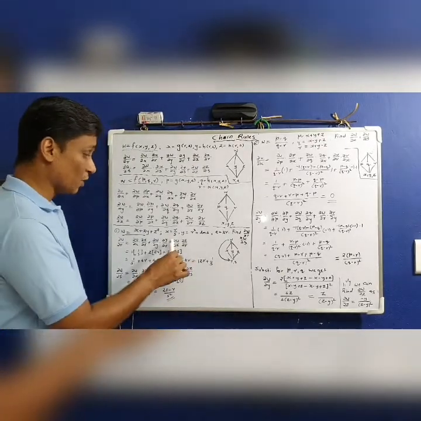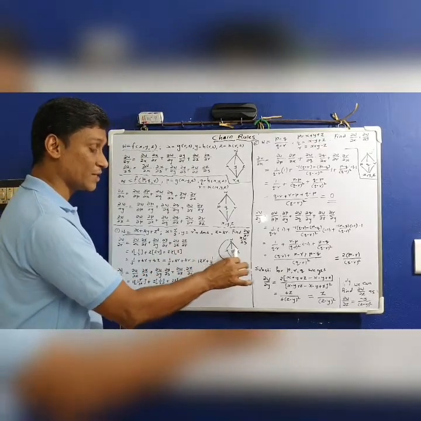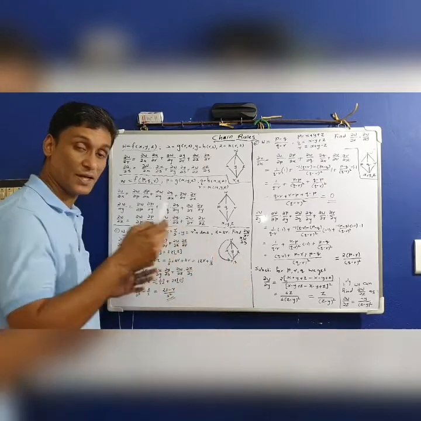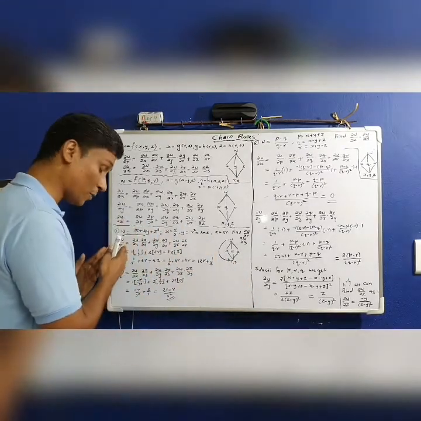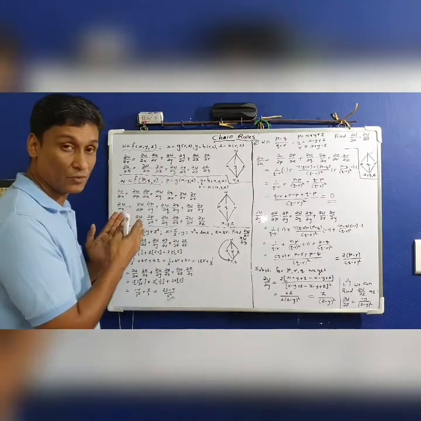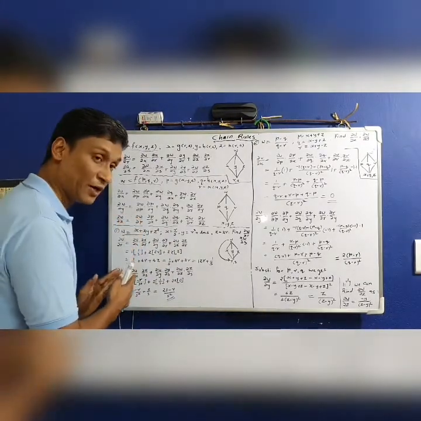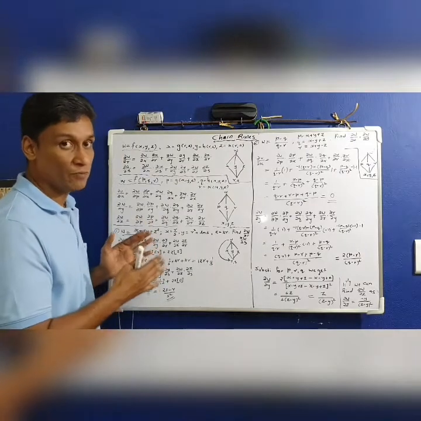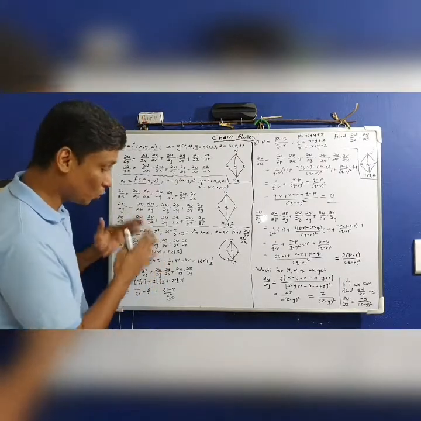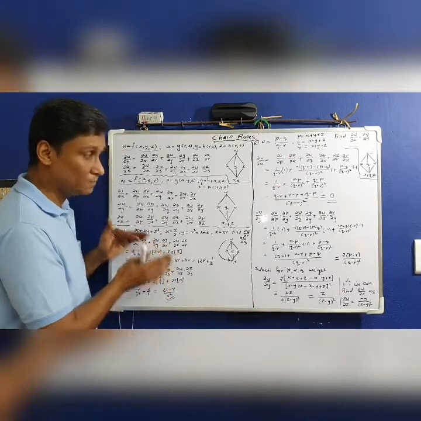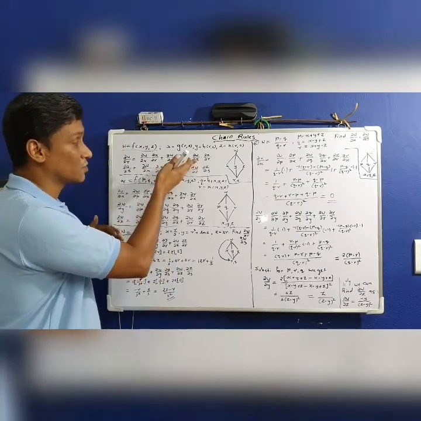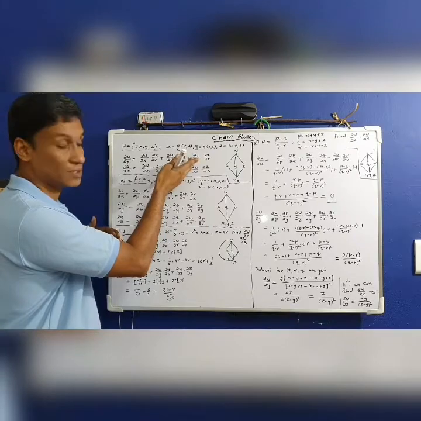So w was a function of x, y and z. x, y, z were functions of r and s. So basically w becomes a function of two variables r and s. So I have found ∂w/∂r, the partial derivative of w with respect to r, and ∂w/∂s, the partial derivative of w with respect to s, and I have expressed both of them in terms of r and s. So that was our first problem, using the first chain rule written here.